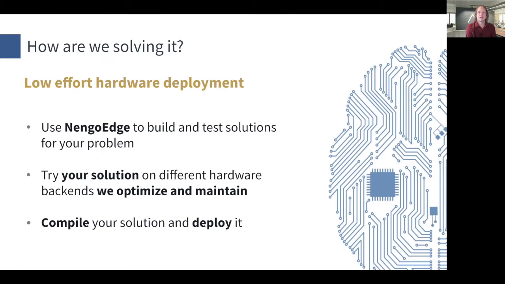So what we're trying to do at ABR is decrease the amount of effort it would take to do that kind of cross-hardware comparison. Our new platform called NengoEdge lets you build and test solutions for your problem, and it takes each of the pieces of hardware that you choose to compare, performs optimizations for that particular kind of hardware, and then runs your solution on the hardware and reports the results back to you. Of course, all of this is happening in the cloud, so we're the ones who optimize and maintain the different hardware backends that you'd like to target. Essentially, from your perspective, you bring your data, you pick the hardware you want to compare on, you hit optimize, then you get a bunch of results back, you compile that solution, and then you can deploy it on your hardware locally.